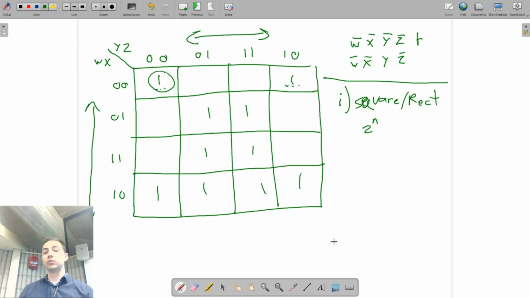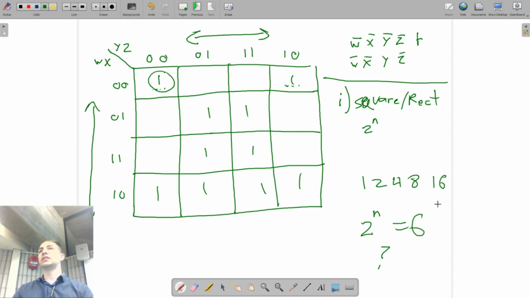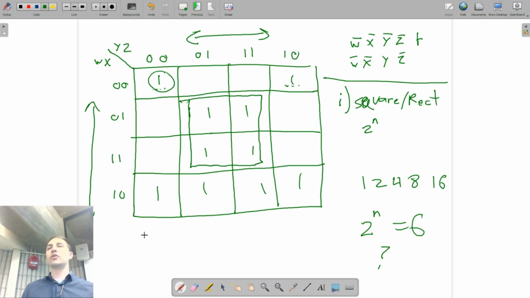2 by 3. But it does not meet the requirements of addendum I. Must be a power of 2. What power of 2 equals 6? Or 9? Don't know where 9 came from. No, that's not a thing. Powers of 2: 1, 2, 4, 8, 16. So, your answer was correct. You said it's 4, or it's 2 by 2. Here I've got a 2 by 2 grid. That is a valid, what we call implicant.